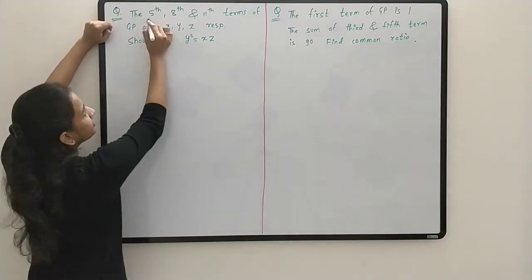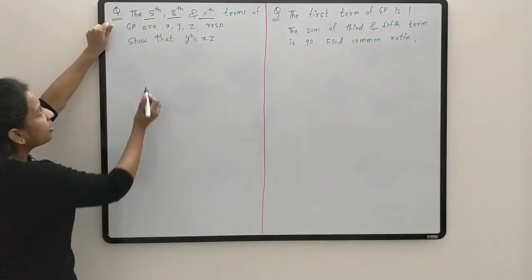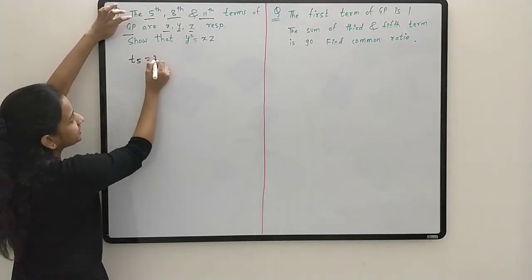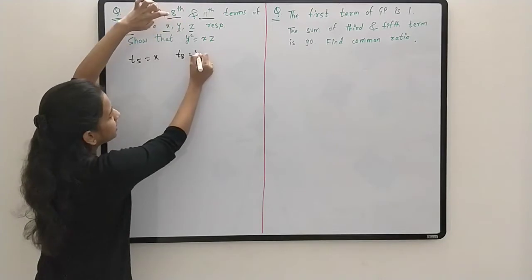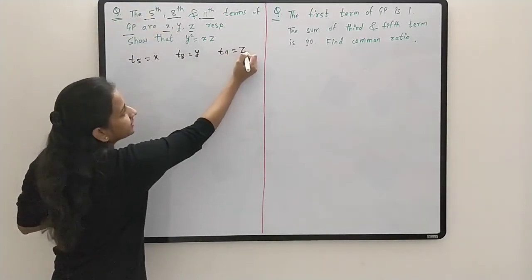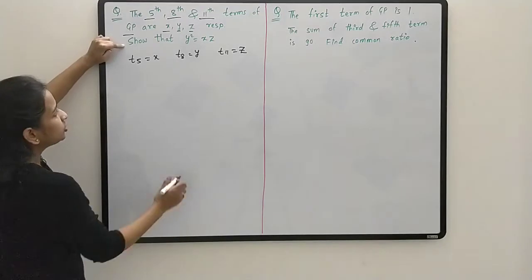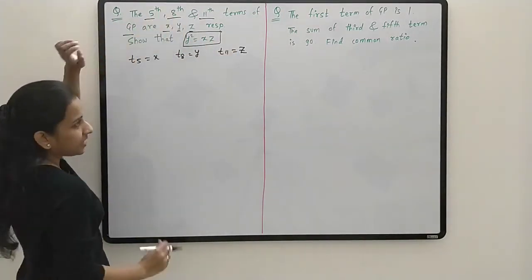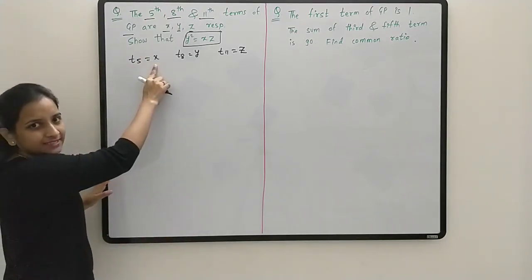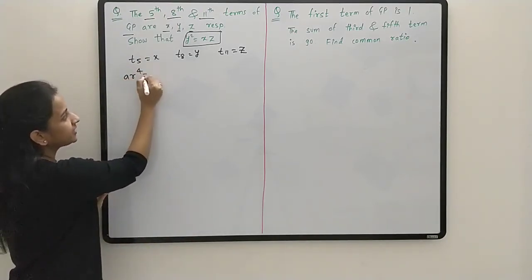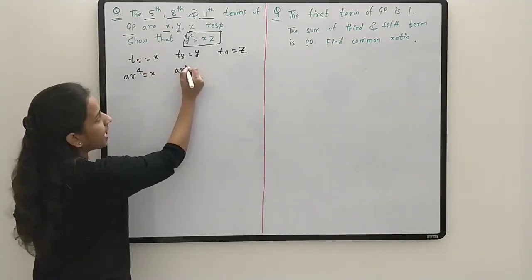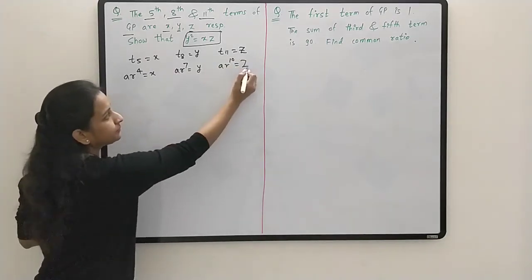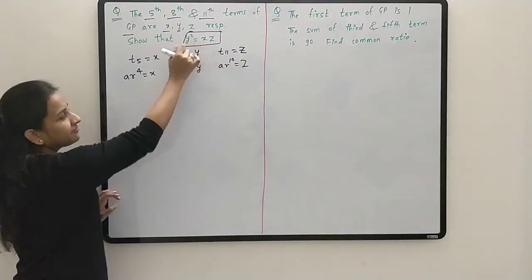Let's solve this together. See what is given? 5th, 8th and 11th terms of GP are x, y, z. 5th term T5 is x, 8th term is y and 11th term is z. This is already given. Then show that y square is equals to xz. See, we have to show this. How to do that? See, 5th term is x. So we can say a r power 4 is x. 8th term a r power 7 is y. 11th, so a r power 10 is z. Right? Then we can substitute here and we can show this.